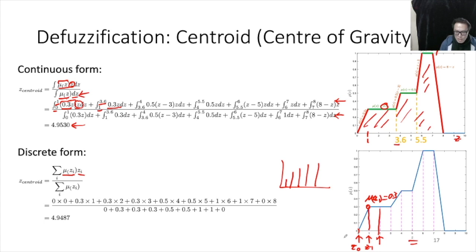Z0, that is this point, is mu value, that is 0. So this is mu Z0, this is Z0, that is this point, x and y value. And then 0.3, that is this value. So this is mu Z1. And then 1 right here, because in the x-axis this Z1 value is 1. And then 0.3 again, that is this point in the y value, that is mu Z. And then 2, that is Z2, and so on.